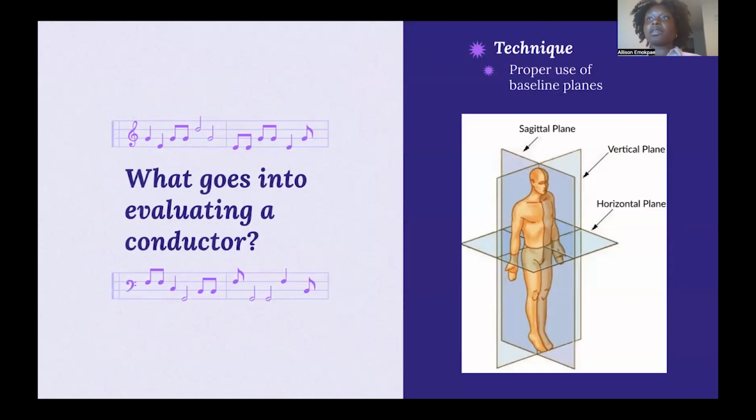There's three planes to be aware of. The sagittal plane, which is the forward and backward space, the vertical plane, which is the upward and downward space, and the horizontal plane, which is the rightward and leftward plane. All these are really important when evaluating a conductor, and our program helps measure and track this.